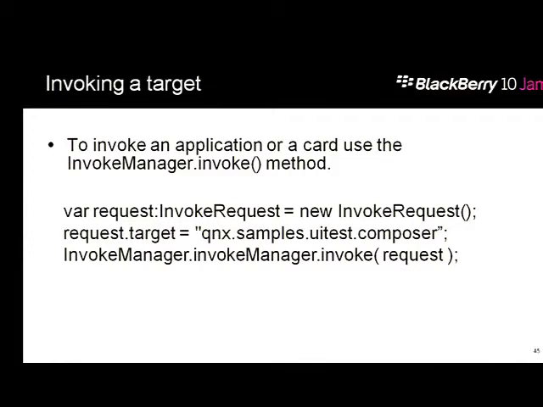So here's how you would invoke a different card. Let's say I wanted to invoke a card from my application or any target. This goes for cards or other applications. You can just launch an application if you like. So you want to look at the invoke method on Invoke Manager. You create this invoke request object, and it's got a bunch of different properties on it. But if you know the target that you want to invoke, you can just specify the target, and then you pass in the request object to the invoke method, and it will launch it for you.